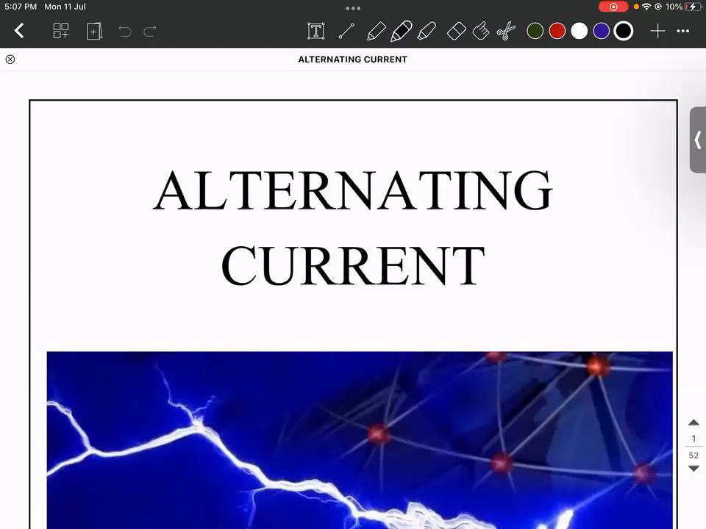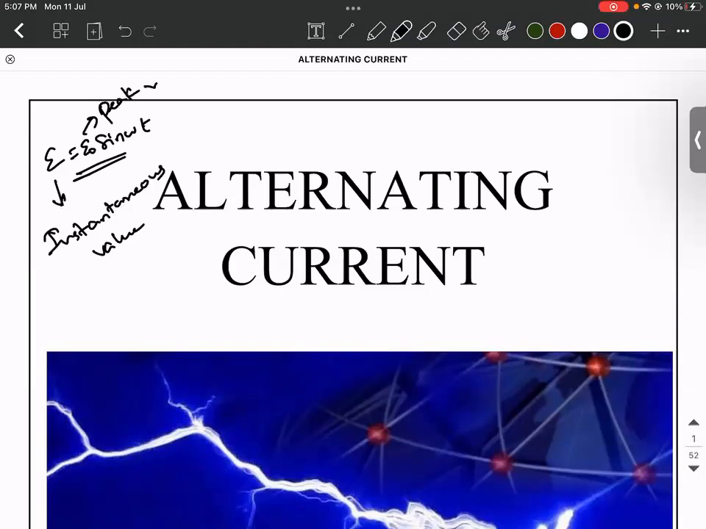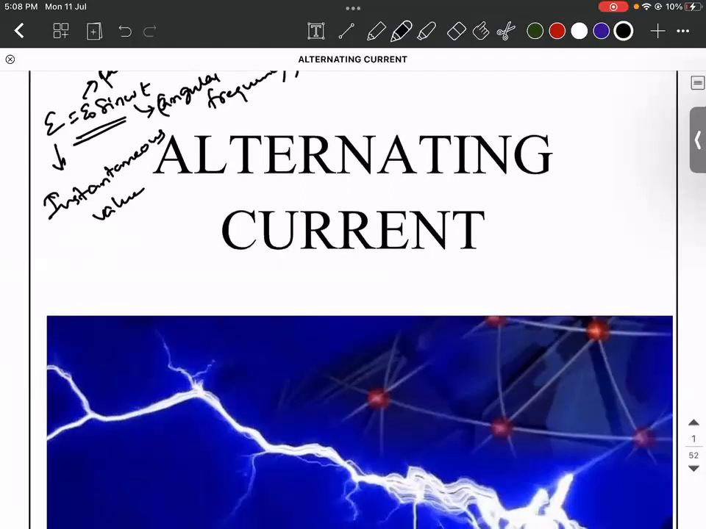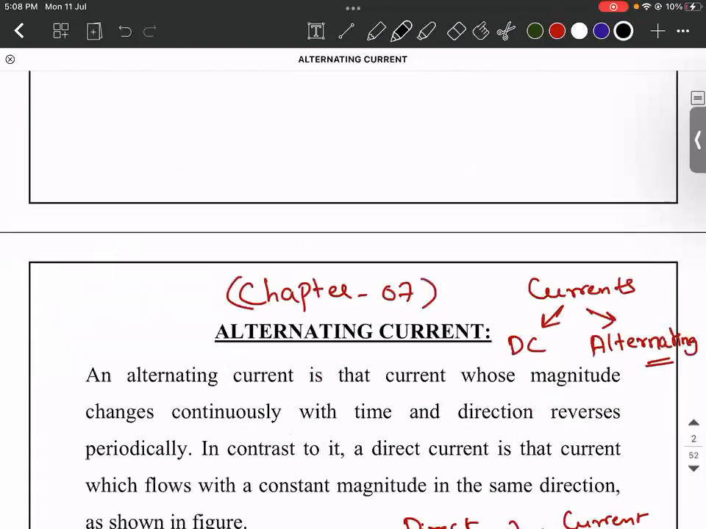Did you guys write down that point? I would have ended the last session with this equation. E is equal to E naught sine omega t, where E is called the instantaneous value, E naught is called the peak value, omega is called the angular frequency, and t is called the instant at which the EMF is defined. Right. So having said this, we'll get started with what exactly we are going to deal with in this chapter.